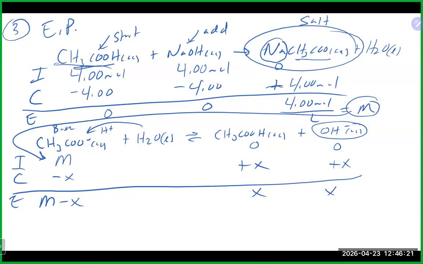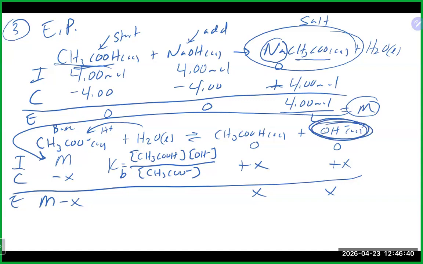This is going to go into our K expression here, which is my acetic acid times my hydroxide divided by my acetate. By the way, that's a K what? Kb, yeah, Kb, because we do have hydroxide here. What K value do you think you probably were given in this problem? Yeah, you probably were given the Ka value for acetic acid. So this is a situation where you'll have to do the Kw divided by the Ka value will give you your Kb value.